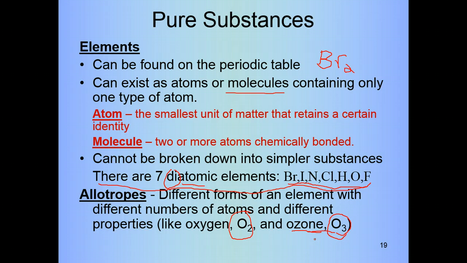Allotropes is another vocabulary word that we should be familiar with that refers to elements. Again, it's different forms of an element with different numbers of atoms and therefore different properties.